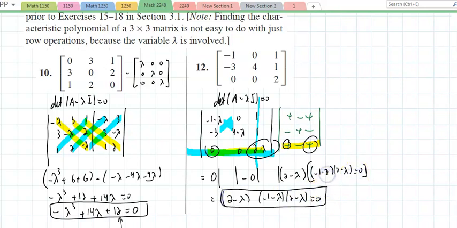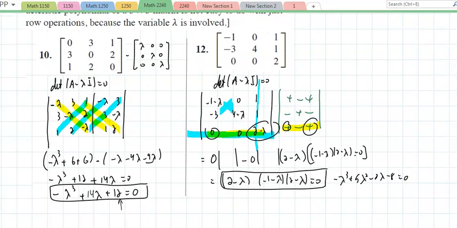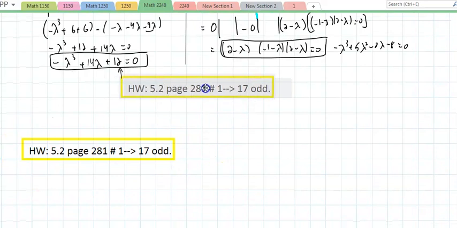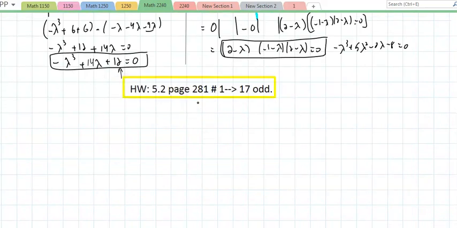It's already factored. You could multiply it out if you wish and say, oh, you know what, that's really negative lambda cubed plus 5 lambda squared minus 2 lambda minus 8 equals 0. Whatever works. And the homework is right there. And if they say find the lambdas, you could factor each of those and go from there. That takes care of this section.